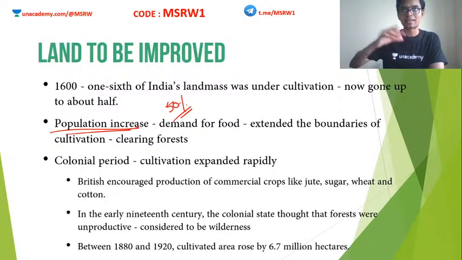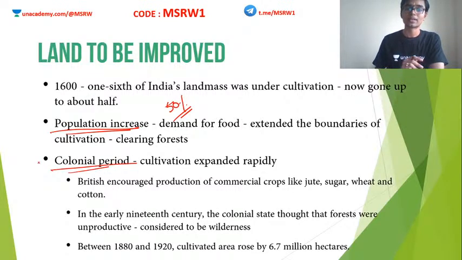So these agricultural lands started to expand and encroach into the forest areas. Clear? This is how cultivation actually entered the forest regions and eventually led to the wiping out of a huge amount of forest from the face of this planet. Now let's see what happened in the colonial period.